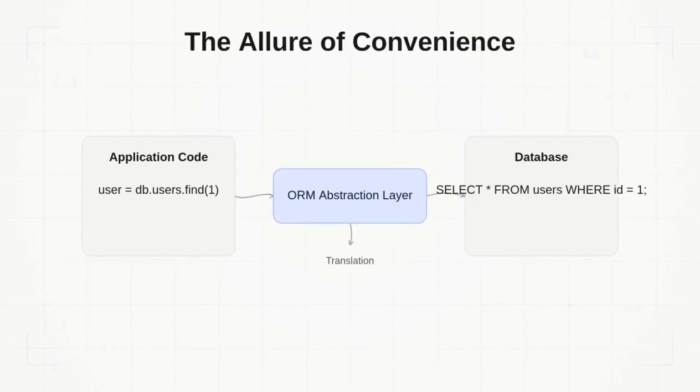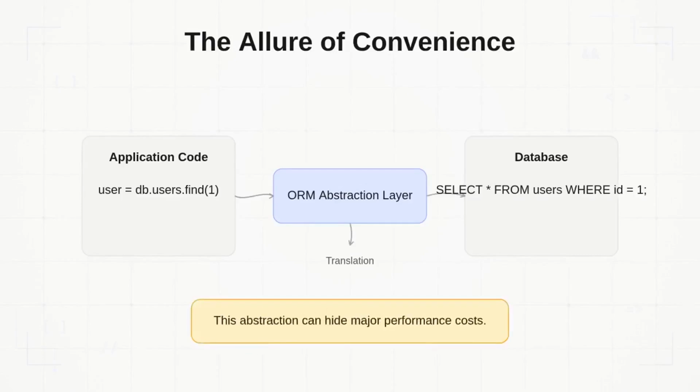Need to fetch a user? You simply call a method on an object. This approach, known as Object-Relational Mapping, feels intuitive, provides type safety, and dramatically boosts developer productivity. But this convenience is an abstraction, and like all abstractions, it has the potential to leak. It hides the underlying complexity of database communication, which can lead to a dangerous performance trap.